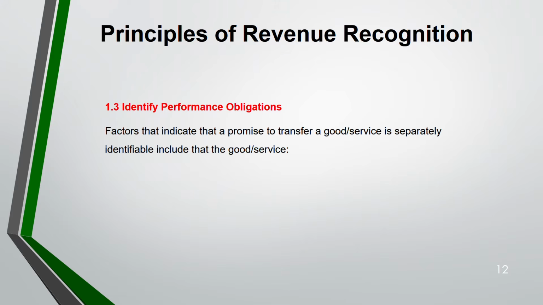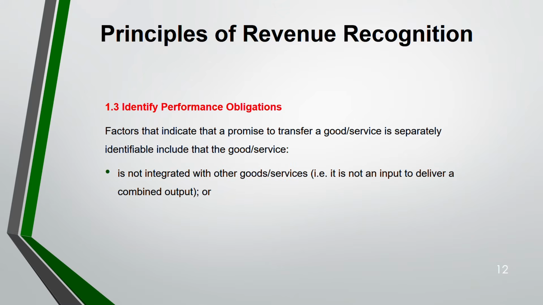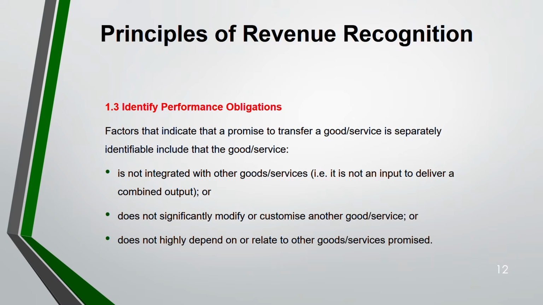Now, factors that indicate the promise to transfer the goods and service is separately identifiable include that the goods and services are not integrated with other goods. That means it is not an input to deliver a combined output, or it does not modify or customize another good or service, or does not highly depend on or relate to other goods or services promised.